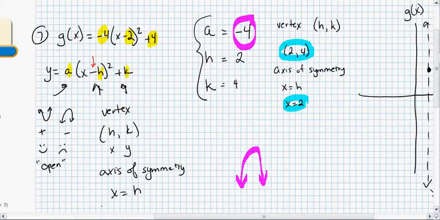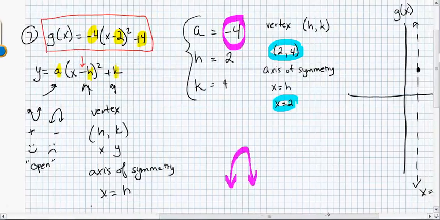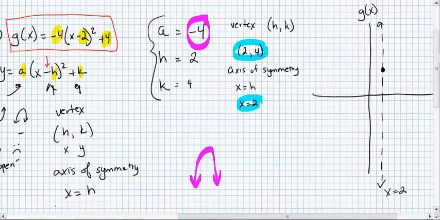So I'm going to use g of x equals negative 4 times x minus 2 squared plus 4. And I'm going to plug in some values that are on either side of my axis of symmetry. So I'm going to write down my equation here.